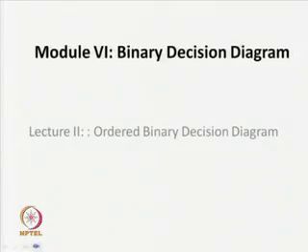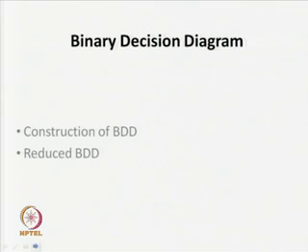Okay, in the last class we introduced a data structure called the binary decision diagram, and with the help of this binary decision diagram we can represent any Boolean function or expression. We have seen how to construct it. Construction can be done from your truth table, where we get a binary decision tree, or we can use the Shannon expansion of your Boolean expression to construct the BDD.